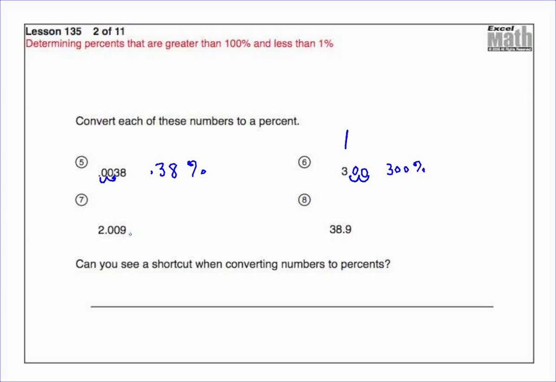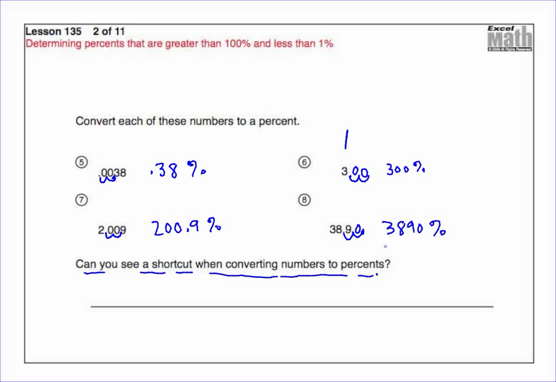All right, the next one, moving the decimal point over 2 spots to the right, we get 200.9%. Don't get faked out by these now. 1, 2 spots over, just always move it over. Fill in any zeros that might be missing, and this is going to be 3,890%. Yes, 3,890%.